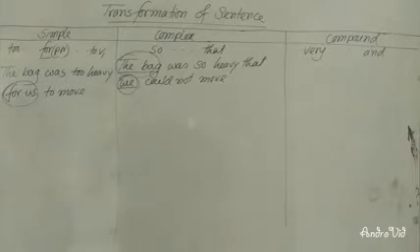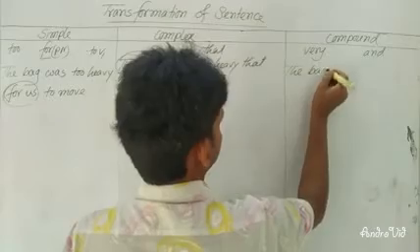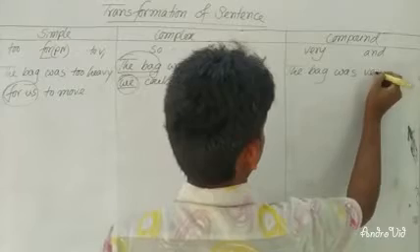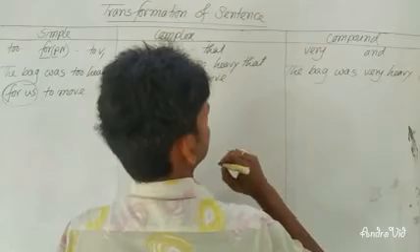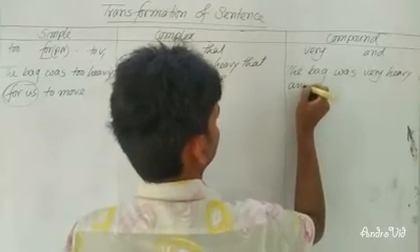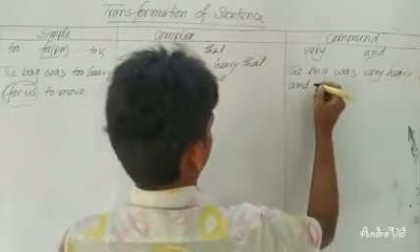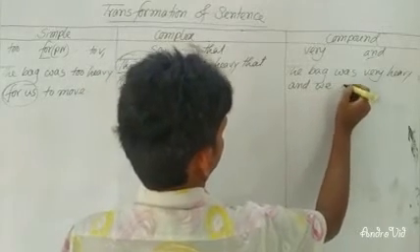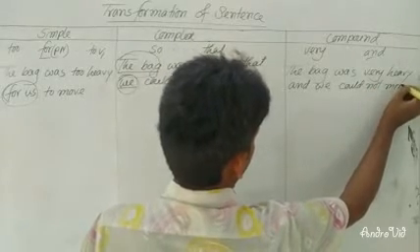Now, we will change it into a compound sentence. So the bag was very heavy, and it is a compound sentence. You will have to use and. Both of the subjects you will have to write in a compound sentence. We would not move.